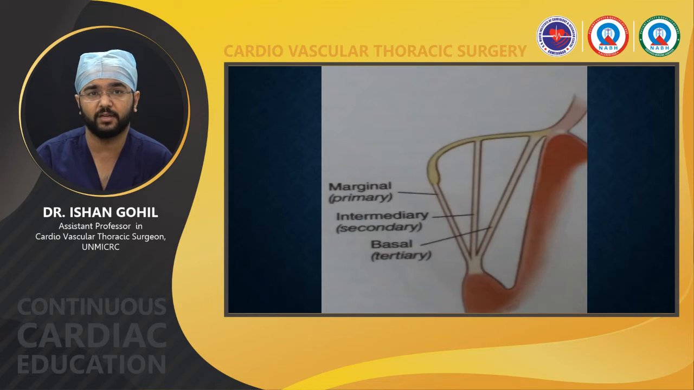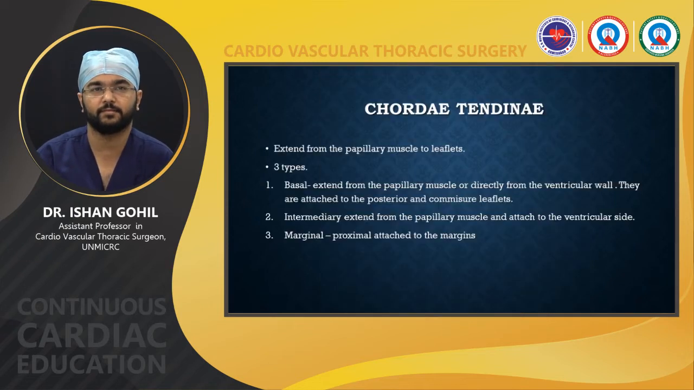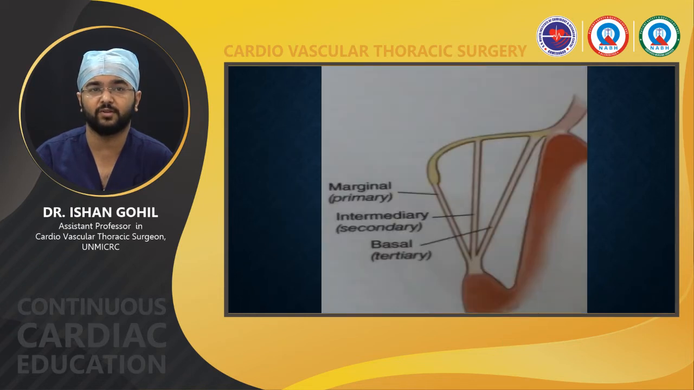The chordae tendineae extend from the papillary muscle to the leaflets. Basically there are 3 types of chordae: basal, intermediary and marginal. Marginal is also called the primary, intermediary is called the secondary, and the basal is called the tertiary. The marginal is attached at one side to the papillary muscle and the second side to the edge of the leaflet. The intermediary or secondary is attached to the belly of the leaflet, and the tertiary or the basal is attached to the base of or near the annulus.